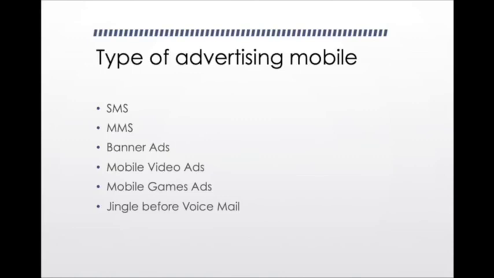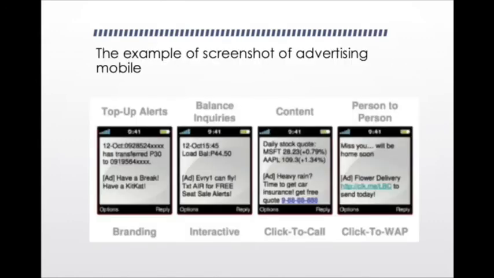And now we talk about types of advertising mobile. The first is SMS, second is MMS, the third is banner ads, fourth is mobile video ads, and the fifth is mobile games ad, and the last is jingle before voice mode. And this is an example of advertising mobile you can see on the screen.